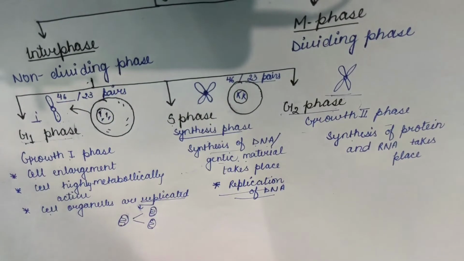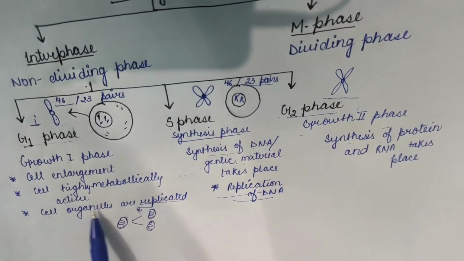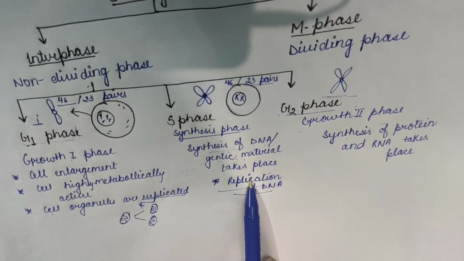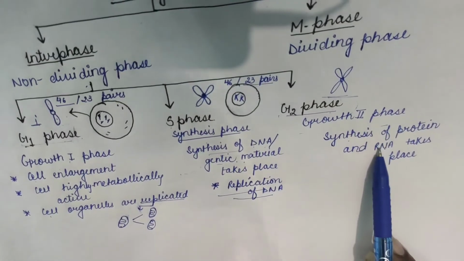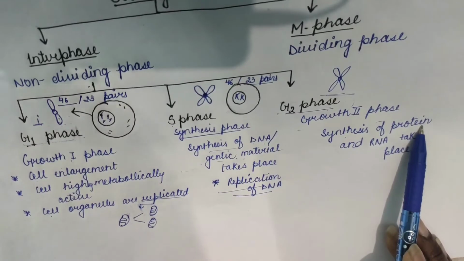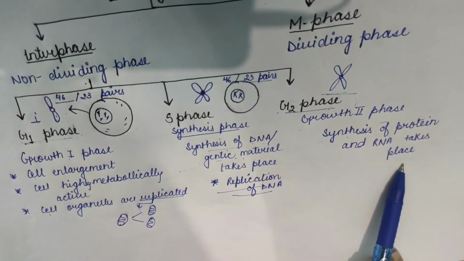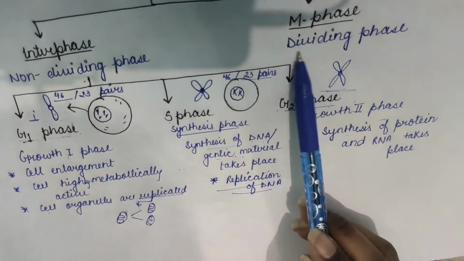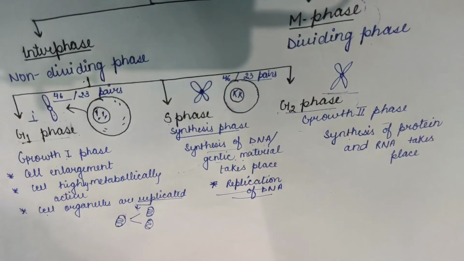Now, in a very short, quick manner: in G1 phase, all the cell organelles are replicated. In S phase, replication or synthesis of DNA takes place, and in G2 phase, protein and RNA synthesis takes place. Proteins means the important enzymes and hormones which are necessary for cell division. So after these three phases, the cell is completely prepared to enter the dividing phase, or the M phase, which we will discuss in our next video.